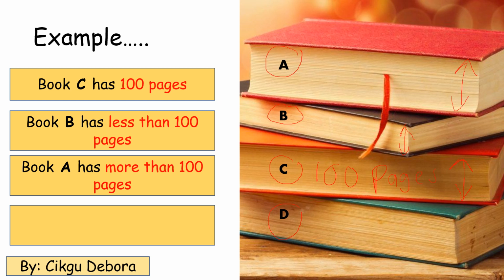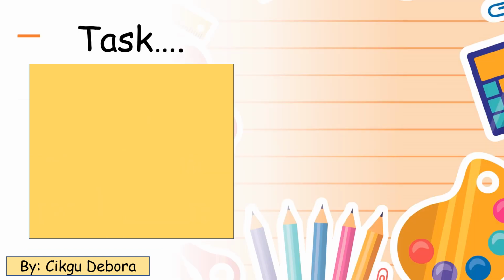Now we compare book C with book D. If we compare these two books, it's almost the same thickness, right? So we can say that book D has more or less 100 pages.